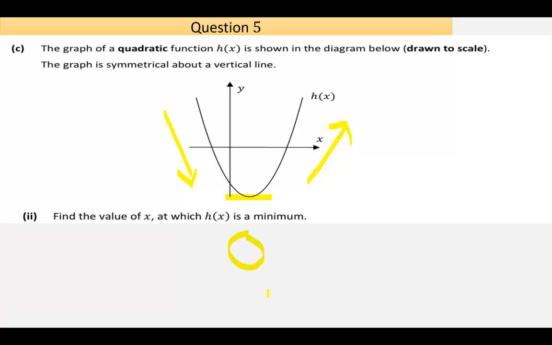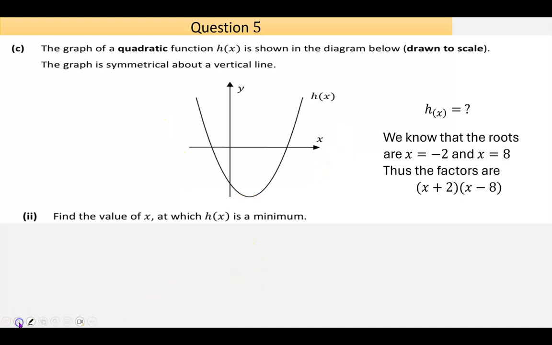Okay, so in a minimum, it's the same thing, just inverted. At the minimum, the slope is 0. Now, I wish we had a way of finding the slope. Luckily we do, thanks to Isaac Newton. We can find the slope by differentiating.